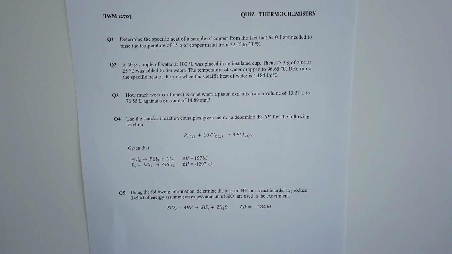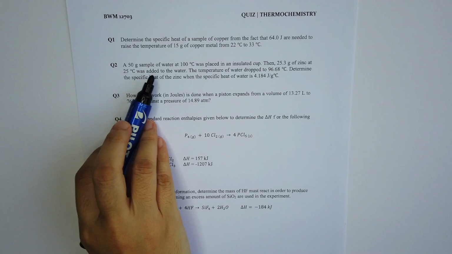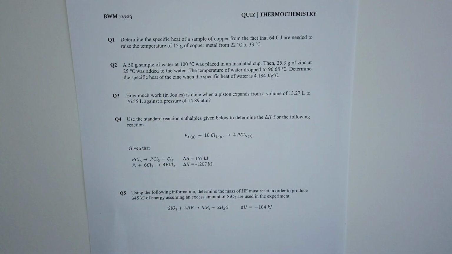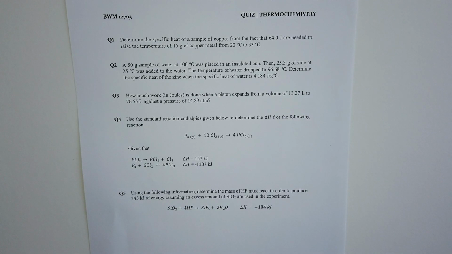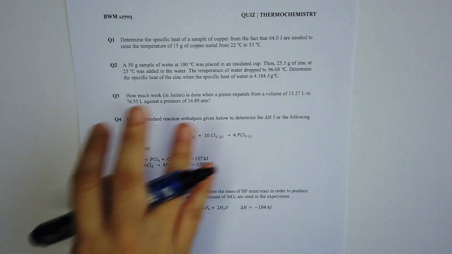Moving on to question number 2. A 50 gram sample of water at 100 degrees Celsius was placed in an insulated cup. Then 25.3 grams of zinc at 25 degrees Celsius was added to the water. The temperature of water dropped to 96.68 degrees Celsius. Determine the specific heat for zinc when the specific heat of water is 4.184 joule per gram degree Celsius. Alright, so how are you going to do this?